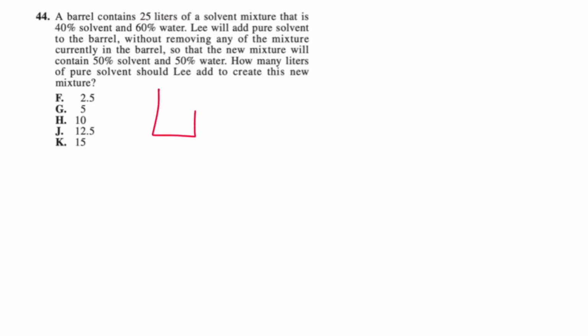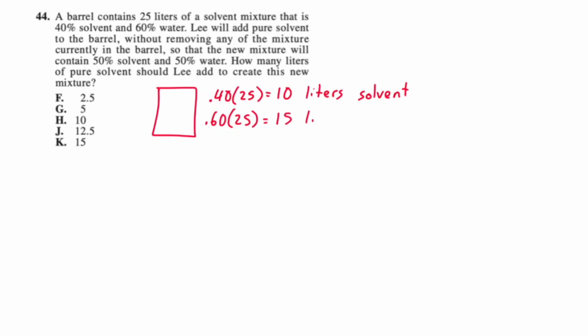So here's our current barrel. Perfect depiction of a barrel. 40%, or in other words, 0.4 times the 25 liters in that barrel is 10. So 10 liters of the 25 liters is solvent, and 60%, or 0.6, of the 25 liters in the barrel would be the rest of it, right? Because we have 100% total between these two, so that must be 15 liters.